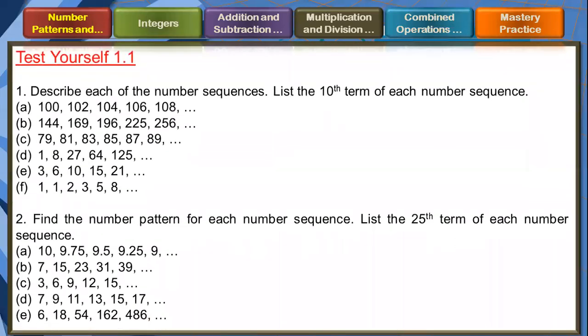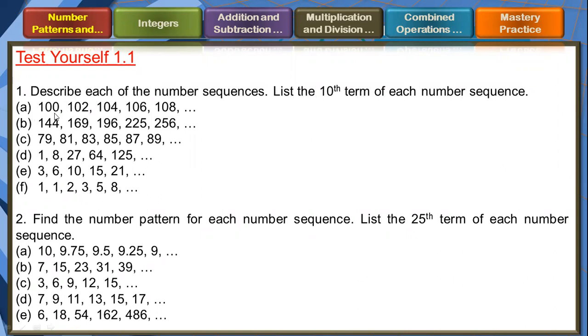So we're ready to solve this exercise. This is the test yourself part of your book, test yourself 1.1. So let's read first the numbers here. For number 1, describe each of the number sequences. Find the 10th term of each number sequence.